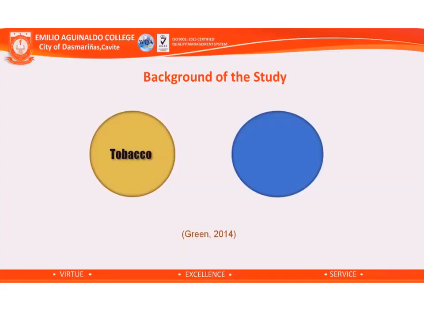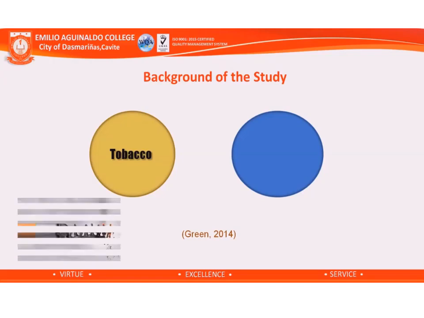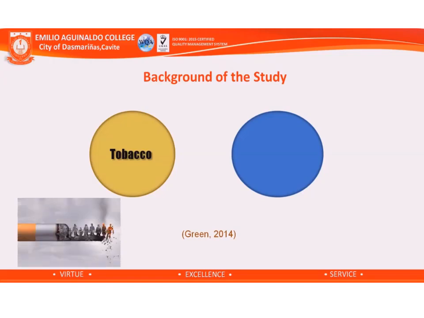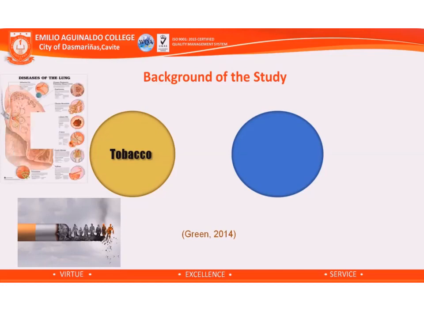For the background of the study, according to Green 2014, tobacco cigarette is widely consumed in the world. Tobacco was introduced in the late 16th century during the era of Spanish colonization. Tobacco smoking has many harmful effects in the body. It causes damage to the respiratory system, which could lead to COPD or chronic obstructive pulmonary disease, emphysema, tuberculosis, and many more. Smoking not only causes lung disease, it can also damage nearly every organ in the body, including the oral cavity.